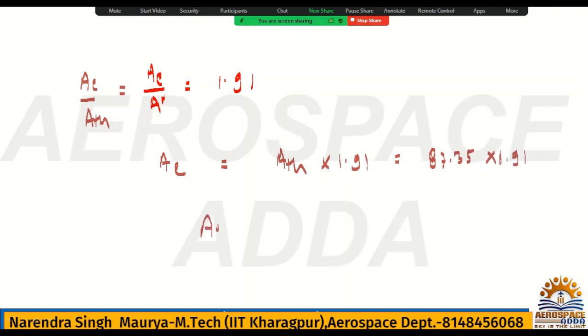1.91. What is the exit area? 10 to the power 4 multiplied by 1.91. What value am I getting? 87.35 into 1.91, it's 166.83 centimeters square. Just cross check your answer.